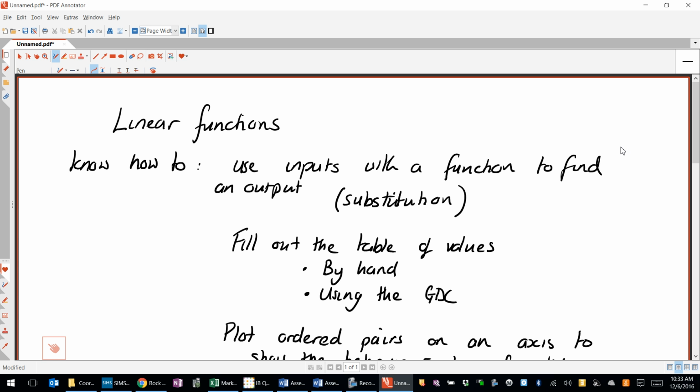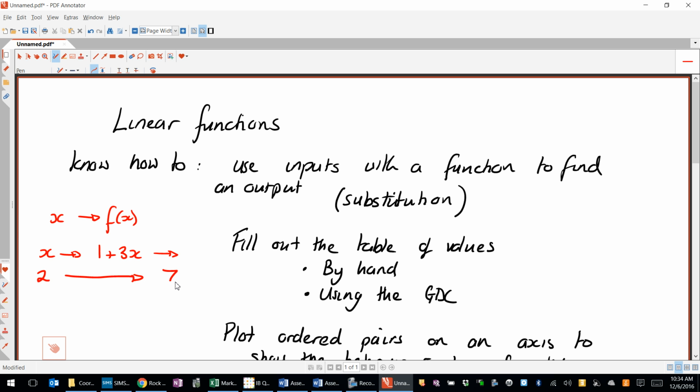I want you to know how to use inputs with a function to find the output. We went through that yesterday. You've already got that sheet. So remember we had x and we put it into the function of x. So for instance, you're putting x into maybe 1 plus 3x, and what was the output? Depends what x is, yeah? So if I put 2 in, what comes out? 7. Okay? So just can you put an input into a function and find the output?